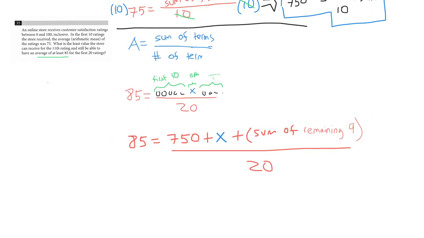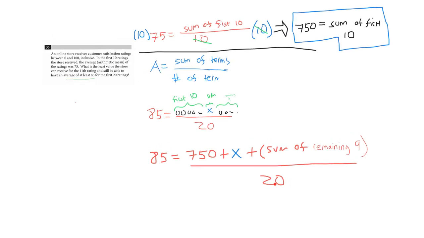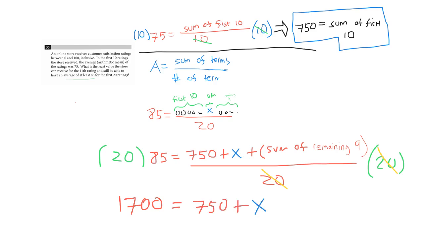Well, one thing you could do from here is multiply both sides by 20, and then we'll have a one-story equation at our disposal, similar to what we did here. We multiplied both sides by 10, and that knocked out the denominator. And we could do that here. So we're going to multiply both sides by 20, and as you will see, this knocks out that denominator because those cancel. We still have the 20 and the 85. So 20 times 85 is 1,700. And that would equal 750 plus x plus the sum of the remaining 9.